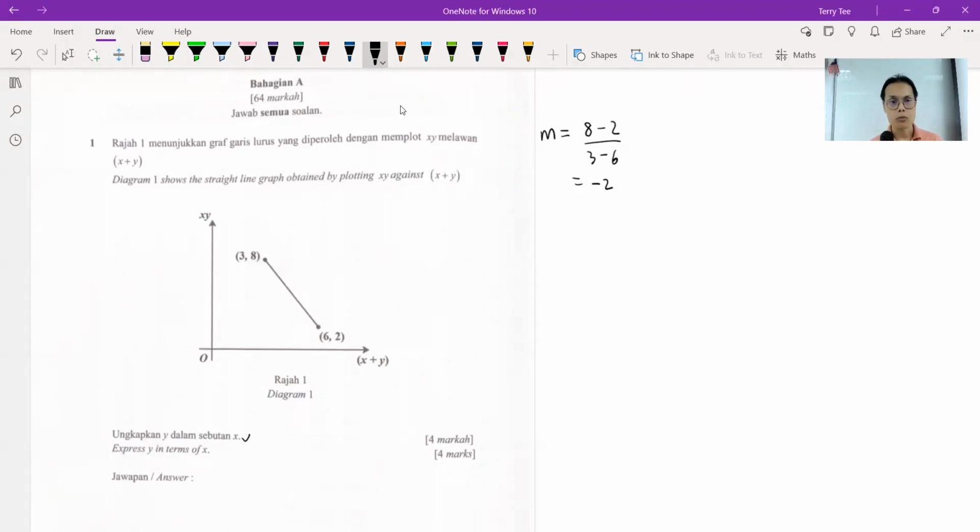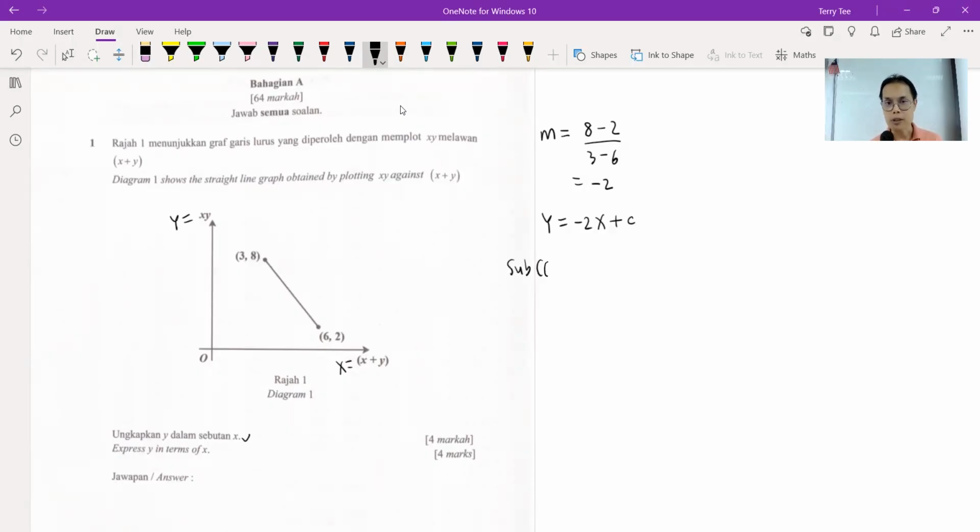So to find your y in terms of x, we need to first find our y-intercept or your pintasan y. We can do so by using y equals to mx plus c. Be sure we use capital Y because your capital Y represents the variable in your y-axis and your capital X represents the variable in your x-axis. So to find the value c, we just sub in, or gantikan, a coordinate.